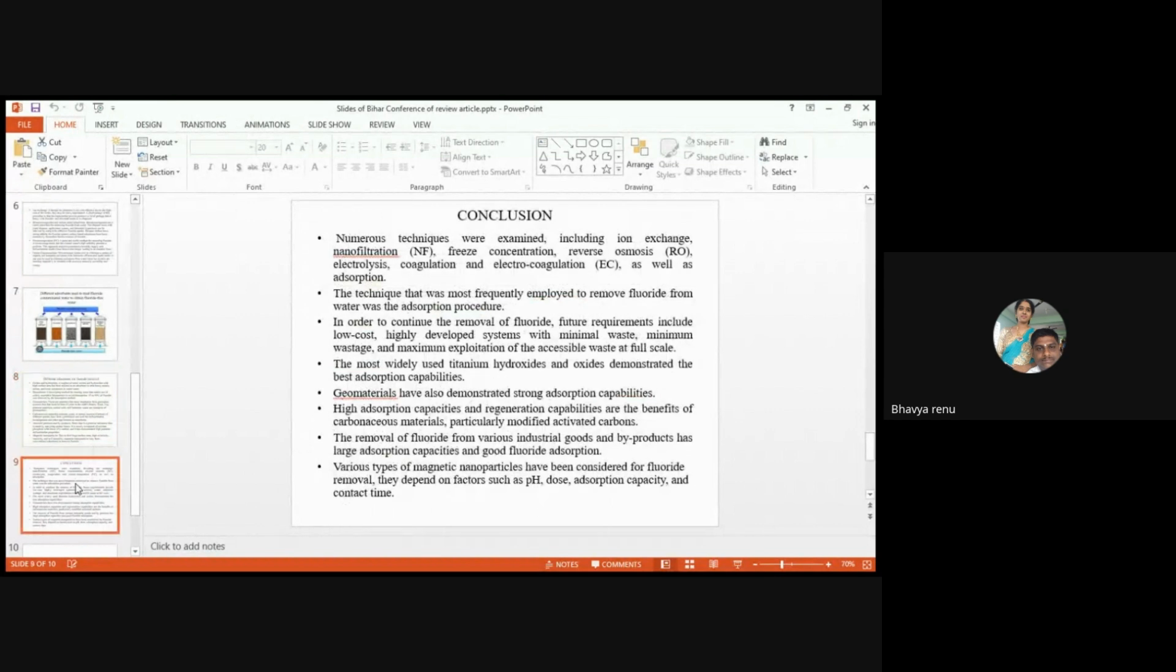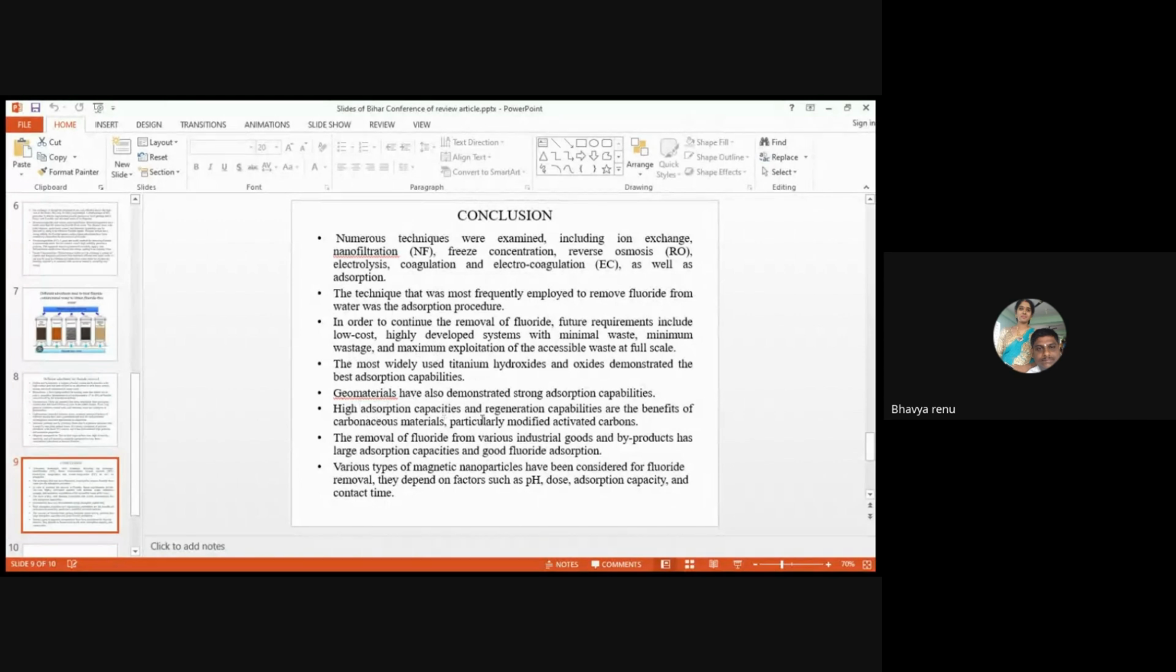And the conclusion is that numerous techniques were examined, including reverse osmosis, nanofiltration, nanoparticle adsorption, etc. The technique most frequently used to remove fluoride is the adsorption process because it has many benefits. To continue the removal of fluoride, future requirements include low cost and highly developed systems with minimal wastage and disposal problems. The most widely used titanium hydroxide and oxides demonstrated the best adsorption capabilities.